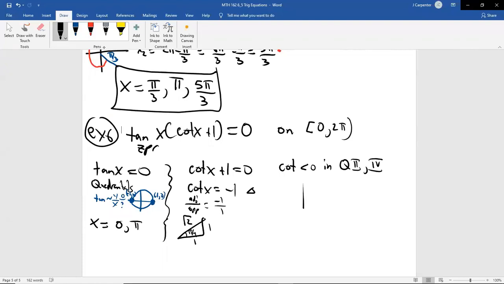So to put this in quadrant 2, it would be like this. This would be our pi over 4, but then our actual angle would be that, which would be pi minus pi over 4, which is 4 pi over 4 minus pi over 4. So we'll call that x3. So that would be 3 pi over 4.